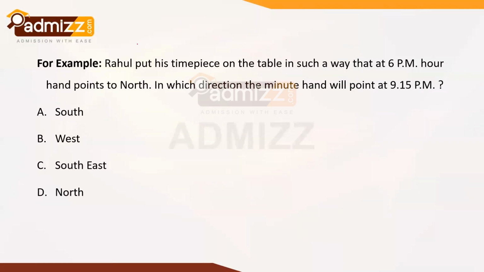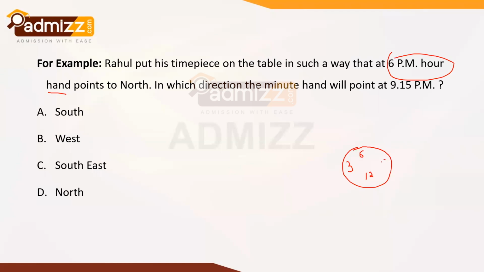Let's take a look at this example first. Raul put his timepiece on the table in such a way that the 6 p.m. hour hand points to north. So we've got a clock. 6 is here, 12 is here. We've got 3 here, right?